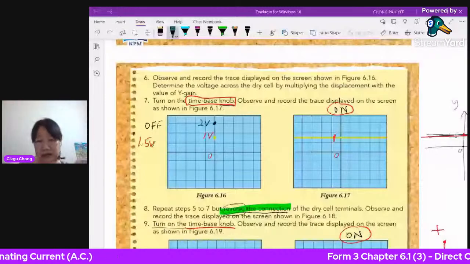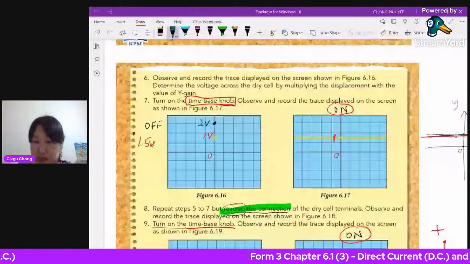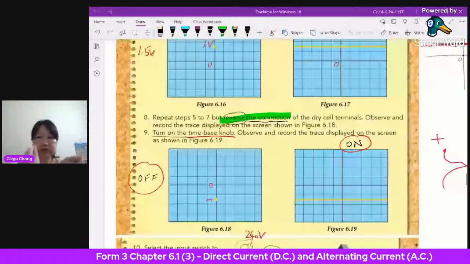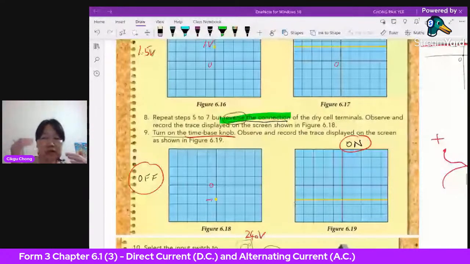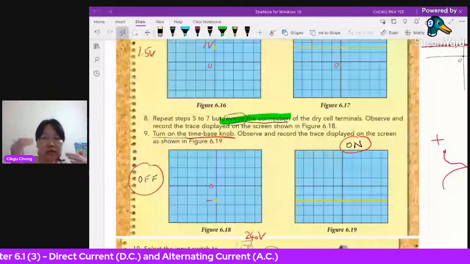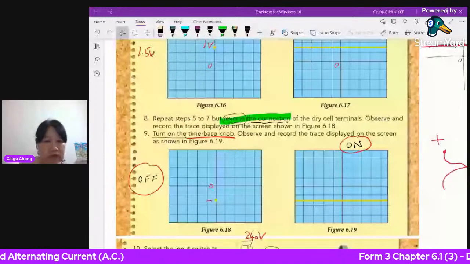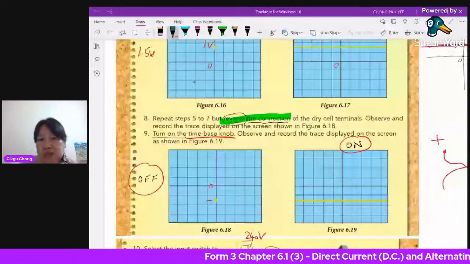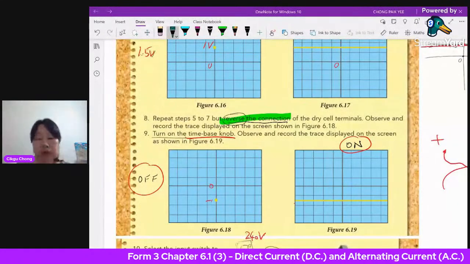Now, if you reverse the connection, just on the positive side, the crocodile clip, just switch direction, you will get the negative. This voltage has now become negative. Instead of positive one, now it's negative one, and the dot is at the bottom. And if you switch the time-based knob on, you get a line. So this is DC.